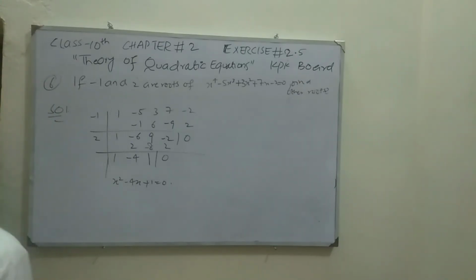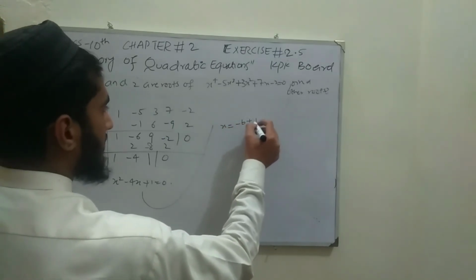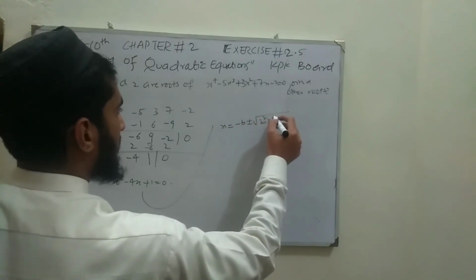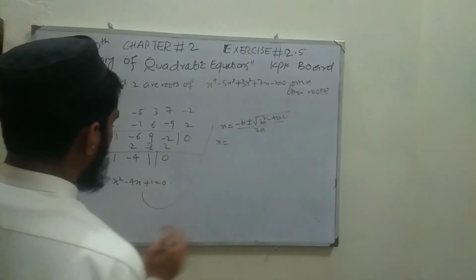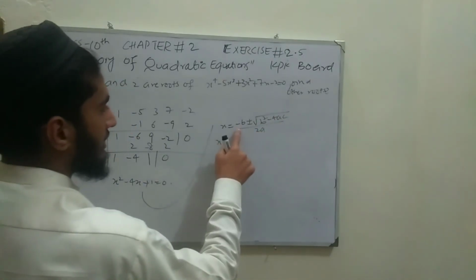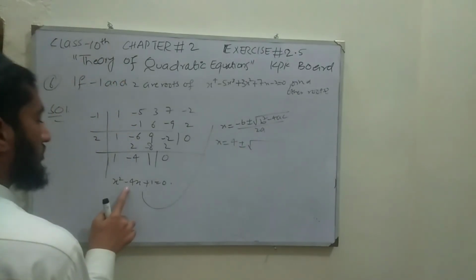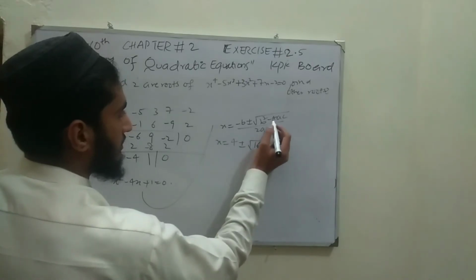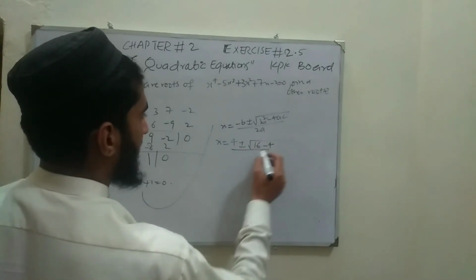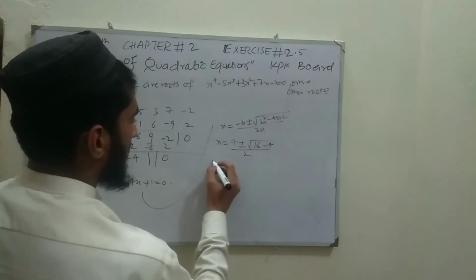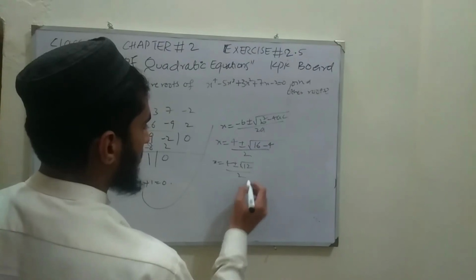Using quadratic formula, here x is equal to minus b plus minus under root of b square minus 4ac divided by 2a. X is equal to b is minus 4, minus into minus 4 gives us 4, plus minus under root of b square, minus 4 square gives us 16. Minus 4 times of a is 1 and c also 1, so minus 4, divided by 2 times of a is 1, so 2. X is equal to 4 plus minus under root of 12 divided by 2.